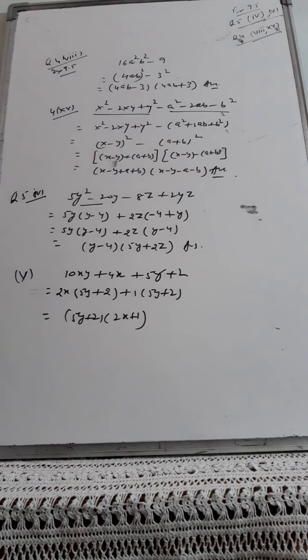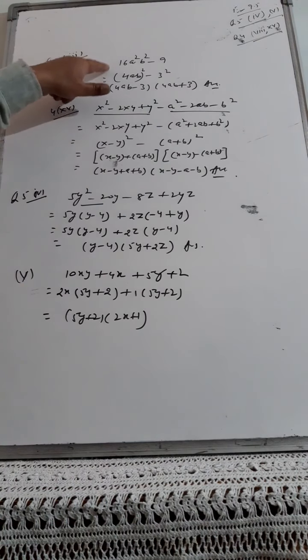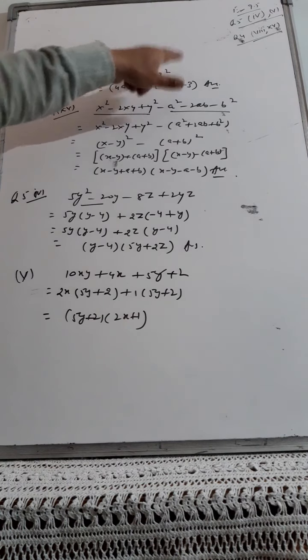There are a few queries again from exercise 9.5. Somebody has asked how to solve question number 4, parts 8 and 15. So here are the solutions. Question number 4 part 8 is 16a square minus a square b square minus 9.